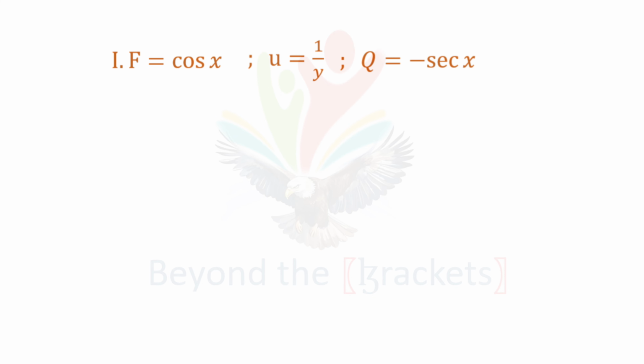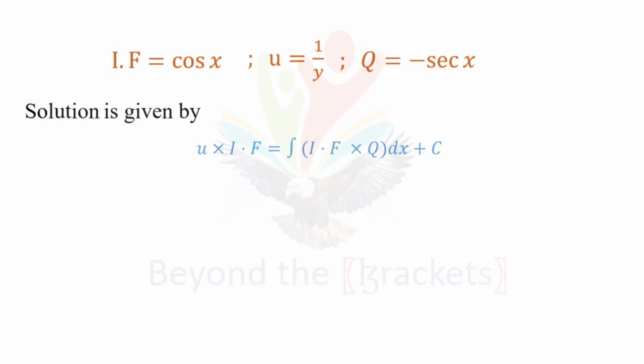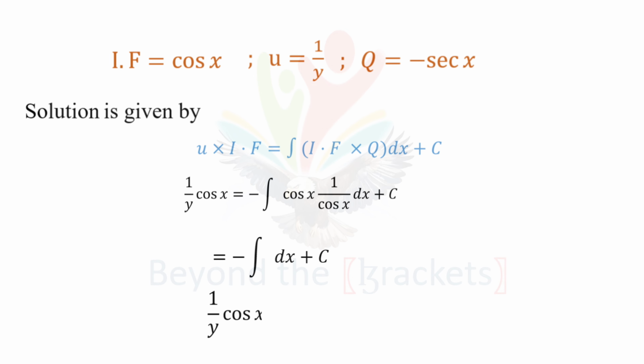For this equation, solution is given by u into integrating factor is equal to integration of integrating factor into q with respect to x plus c. Substitute the values of integrating factor and q. Cos x cancels out in the numerator and in the denominator. So we are left with integration of dx, that is x plus c.